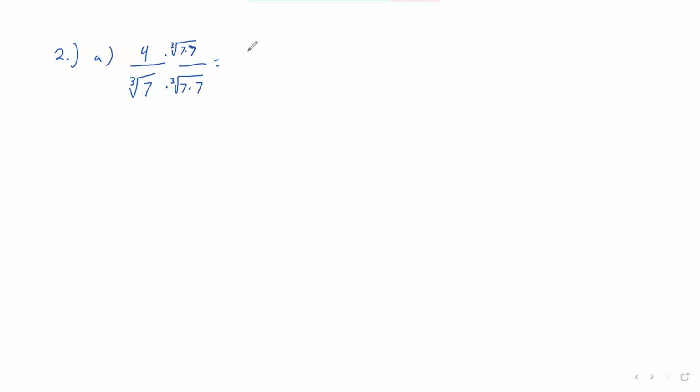All right. So now what is 7 times 7? So we can change this up and just say 4 cube root of 49. And then now that I have 3 7s, all of this will turn into what? Just a 7.